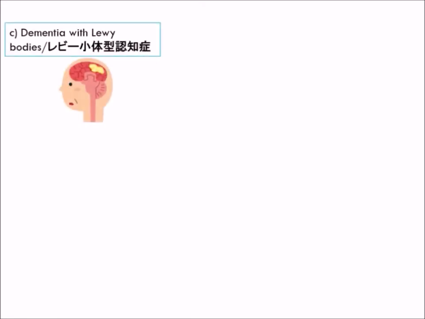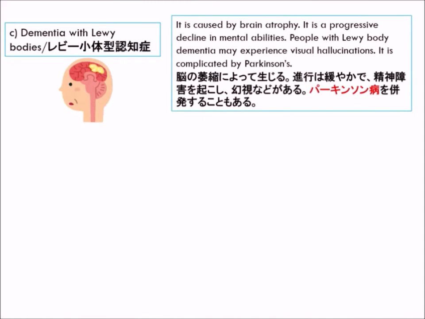Dementia with Lewy bodies. It is caused by brain atrophy. It is a progressive decline in mental abilities. People with Lewy body dementia may experience visual hallucinations. It is complicated by Parkinson's.